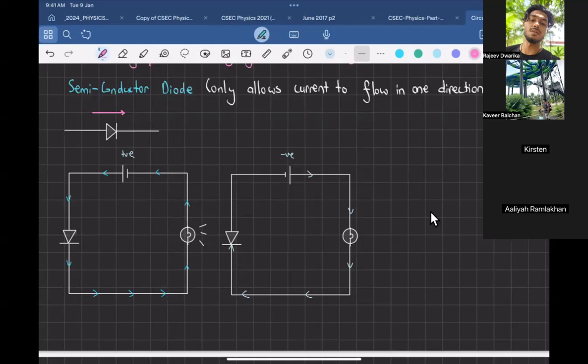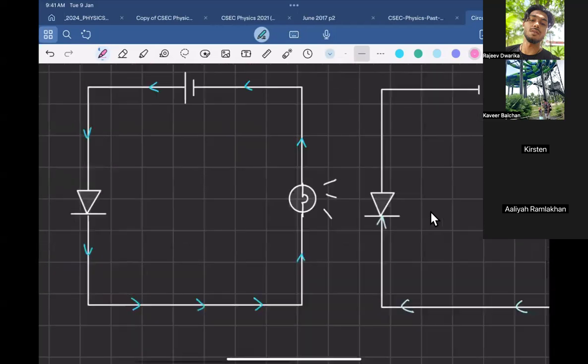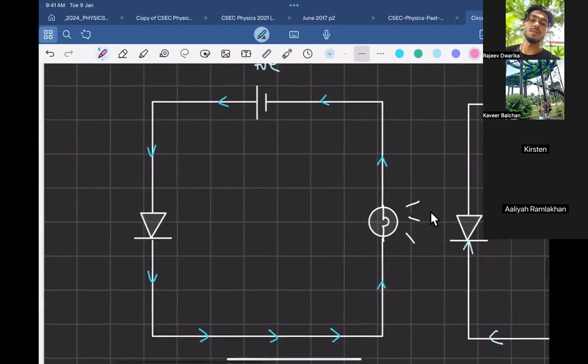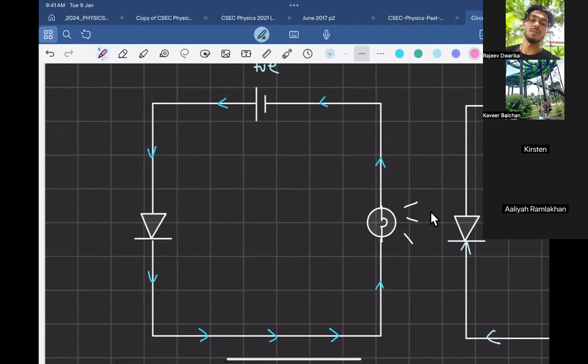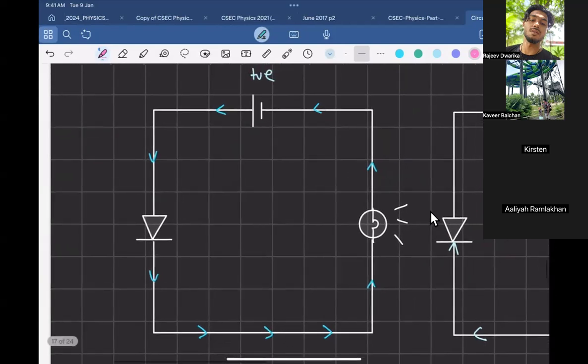All right, I want somebody to explain to me what's going on in the first diagram. By the way, are we following conventional current flow or electron flow? Which one are we following? Conventional or electron flow? Anybody? Conventional or electron flow?